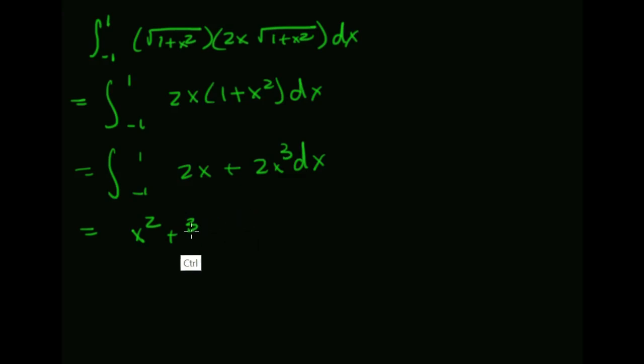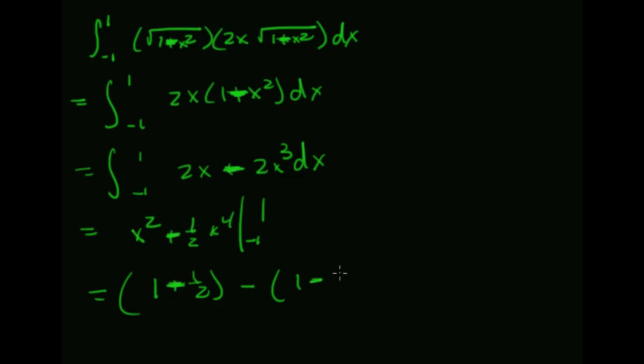So this is going to become x squared plus 2/4, so that's just going to be a half x to the 4th from -1 to 1, which is 1 plus a half minus 1. Oh, wow. These are all negatives. That's negative, that's negative, that's negative. This is negative. This is negative. So this is negative minus a half. So this is a half minus a half, which is 0, which gets me orthogonality. All right. So that's number 5.